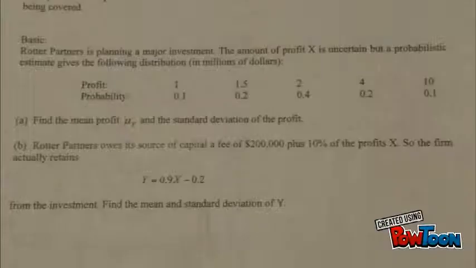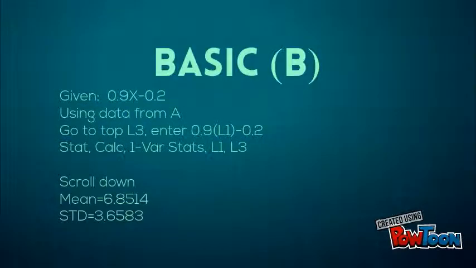For part B of the problem, you are to find the mean and standard deviation of y, of which y is given with the equation 0.9x minus 0.2. For part B, you'll use the data that was used for part A, and you will input the equation given into L3, of which you will replace x with L1, and hit enter. And you will then calculate the one variable stats again, and find the mean and standard deviation.